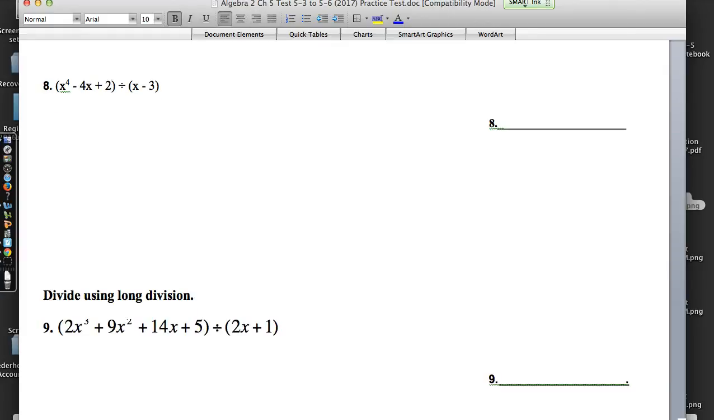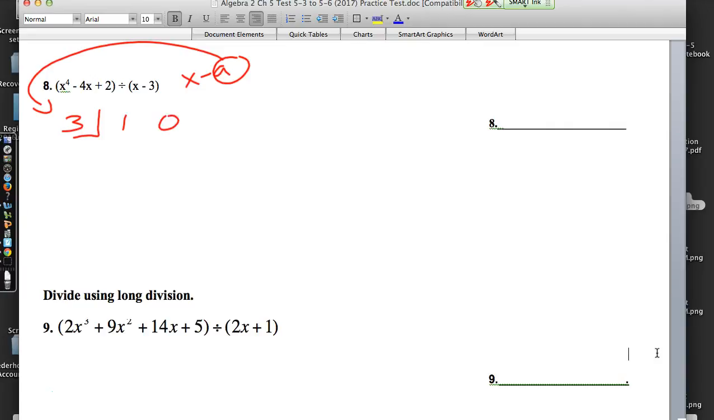All right, number 8. Again, it's in that section that says synthetically. So, you've got to figure out what should go there. Just 3? Yep. And that a value is here. Is it in order? Everything there. Oh, that's where people are going to goof. 1x to the fourth, but no x to the third, and no x squared.